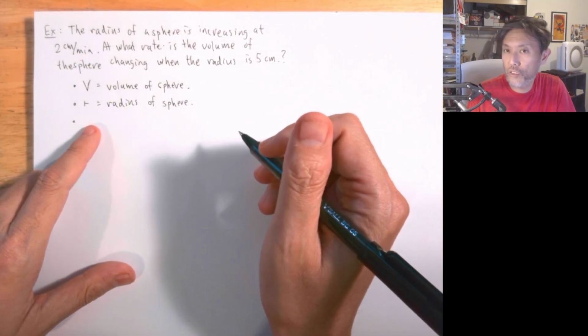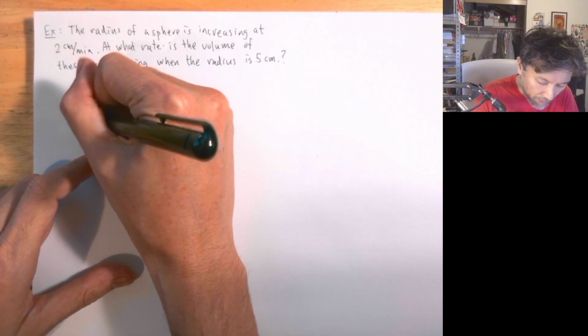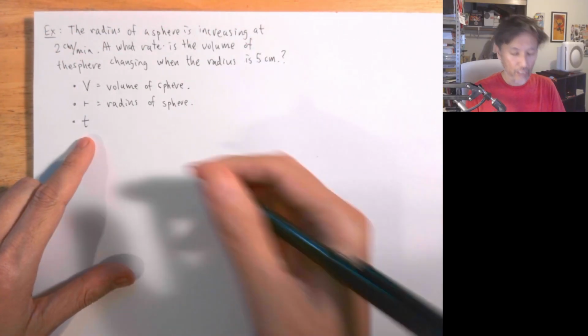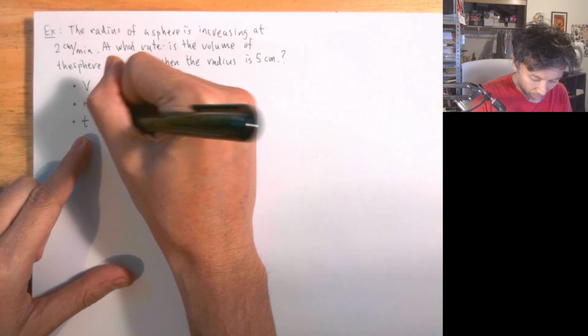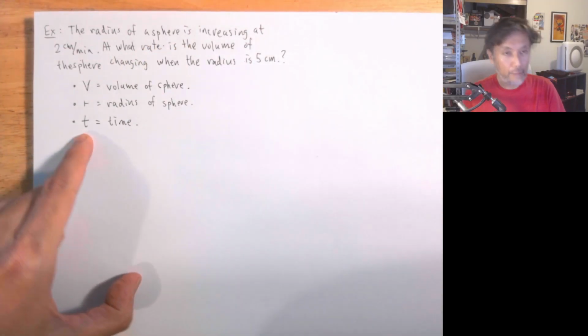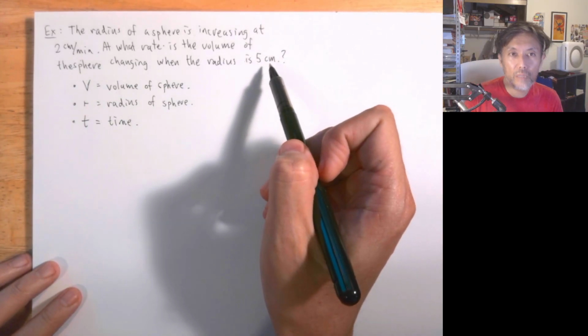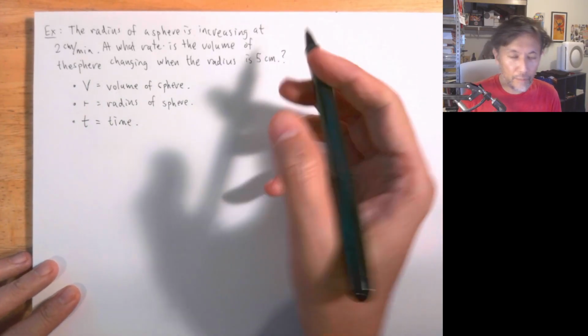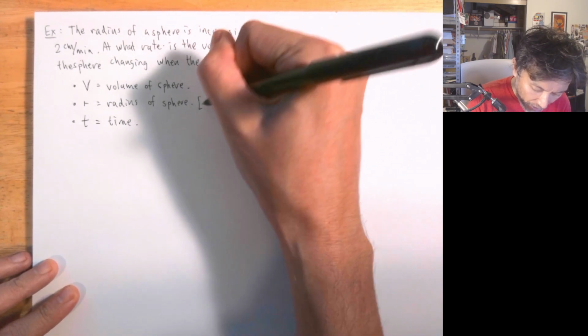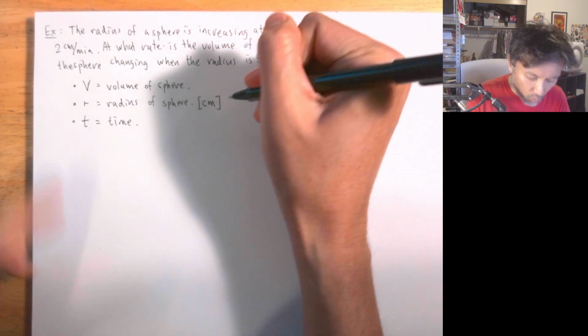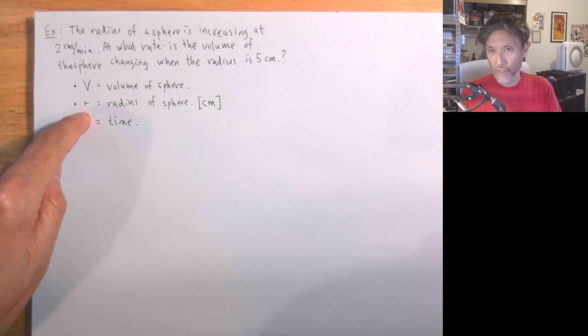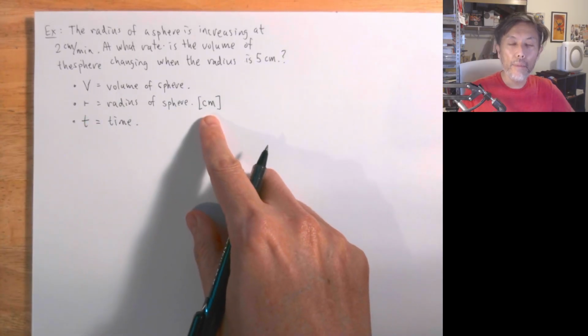And finally, I'll just write this down, but this is going to be very typical. T is going to be the time here. It might also be useful to keep track dimensionally of the units involved here. So, for example, the unit of length in this problem is centimeters, right? So I might indicate that by saying this radius, which we know is going to have units of length, is going to be measured in centimeters.